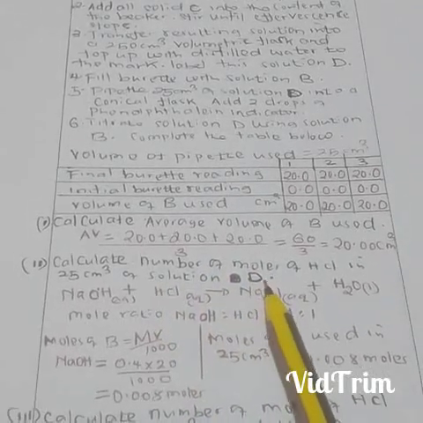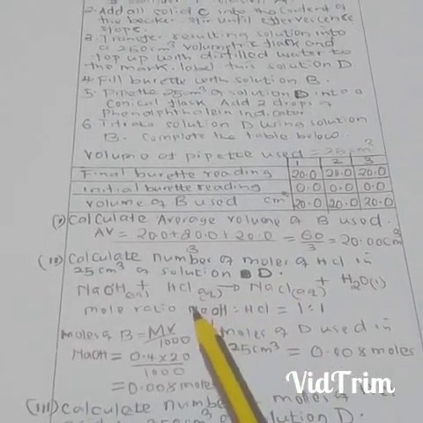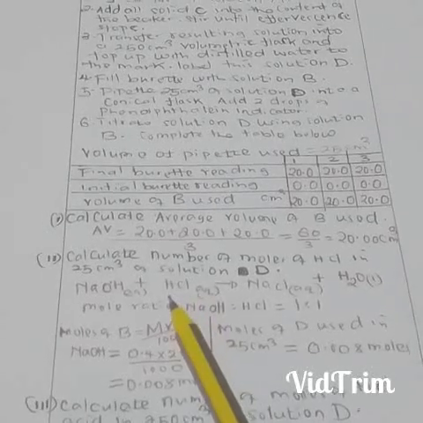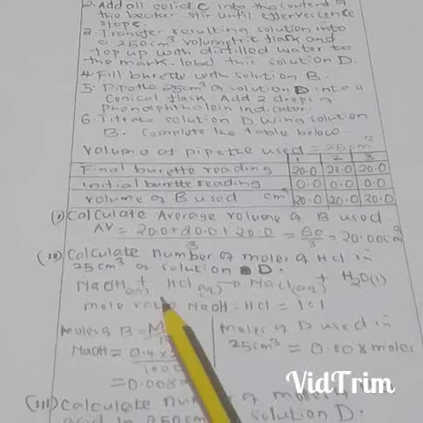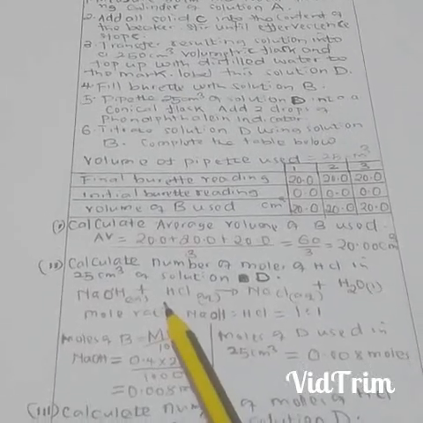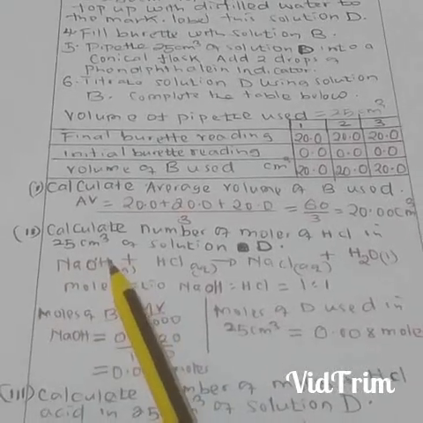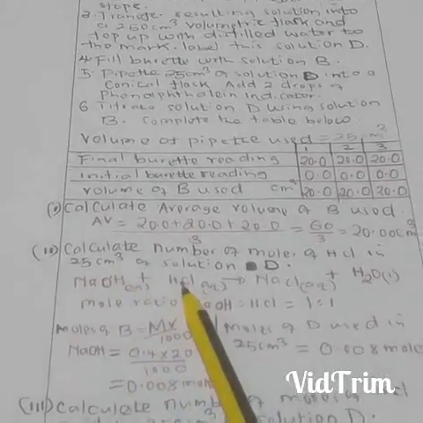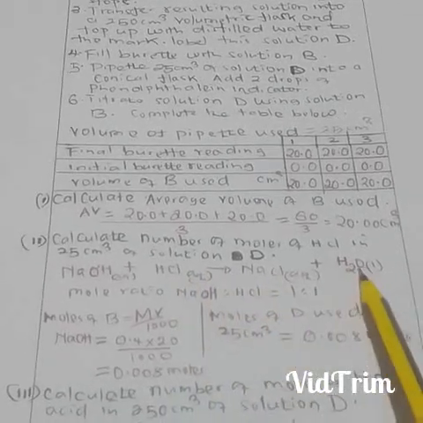So how do we calculate that? This is very important, my student, because we are going to use the mole ratios to get the number of moles of solution D, which is the dilute HCl. So when you react sodium hydroxide and dilute hydrochloric acid, you are going to form a salt, which is sodium chloride and water.